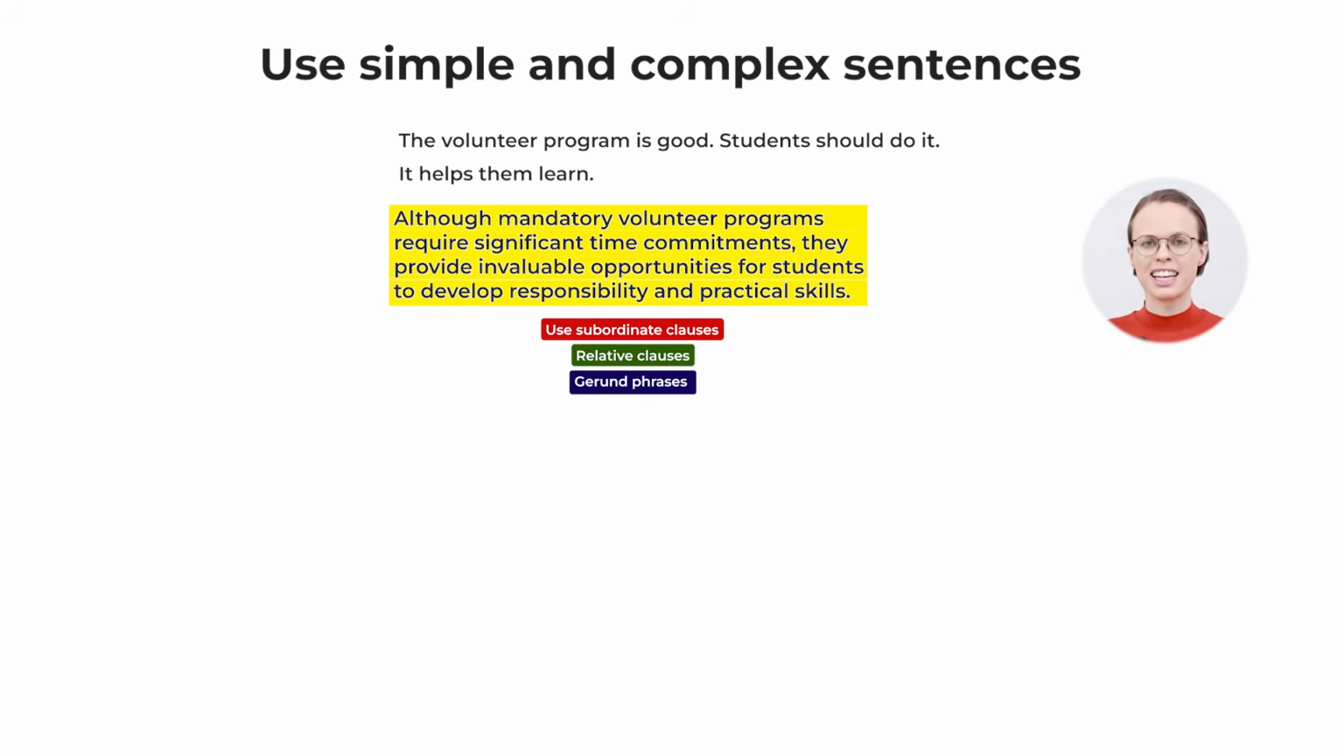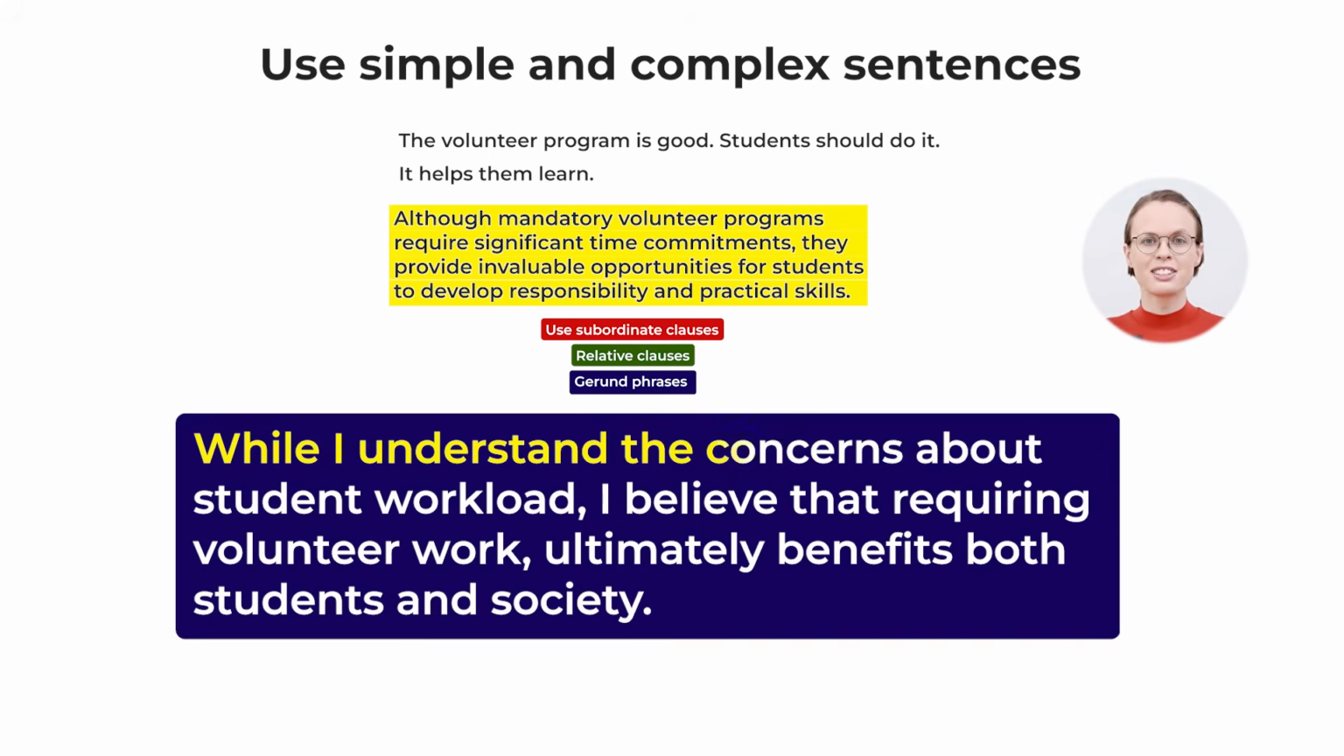For example, in the academic discussion task, you might write, "While I understand the concerns about student workload, I believe that requiring volunteer work ultimately benefits both students and society." If you use complex structures, you show the TOEFL examiners that you have a wide range of grammar.